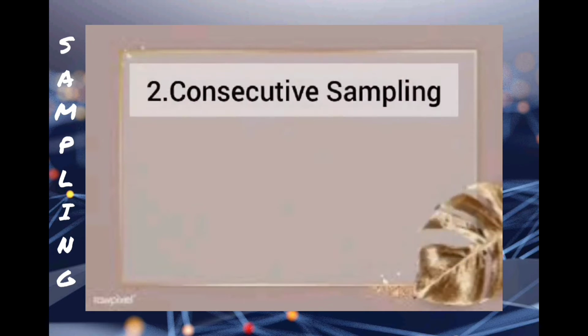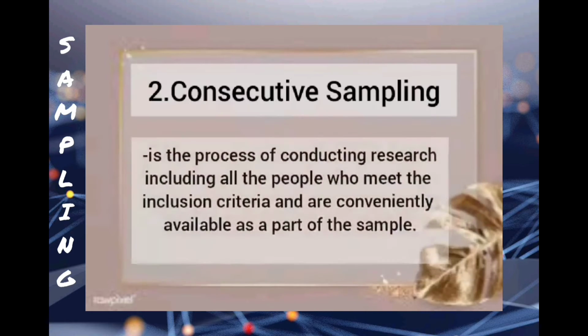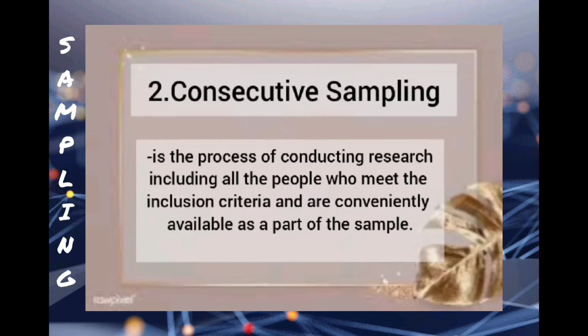The second type of non-probability sampling is consecutive sampling. Consecutive sampling is the process of conducting research including all the people who meet the inclusion criteria and are conveniently available as part of the sample. In consecutive sampling, the researchers pick a single person or a group of samples, then conduct research over a period. Then they analyze the results and move on to another subject or group of people if needed.